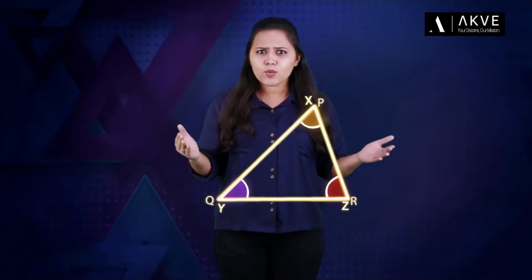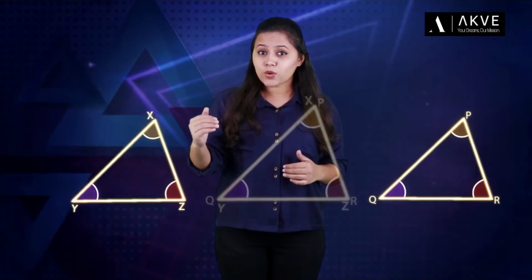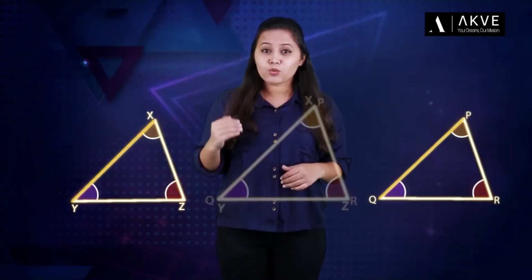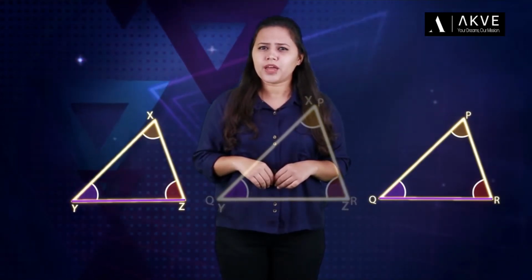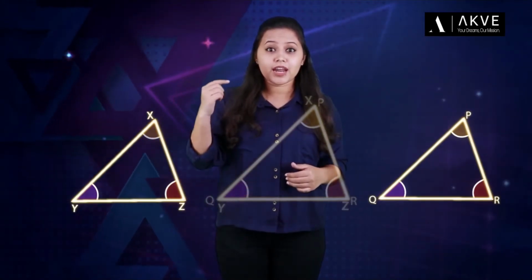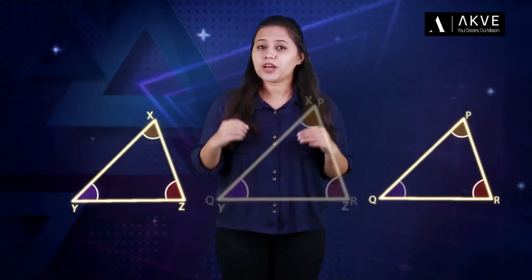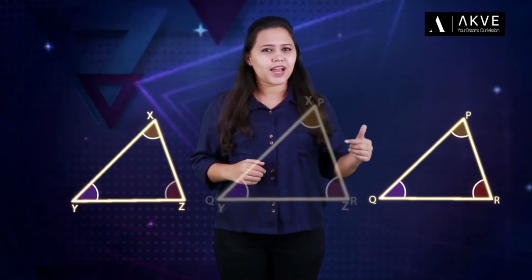It completely covers the triangle PQR. More specifically, XY covers PQ, YZ covers QR and ZX covers RP. Also, angle X covers angle P, angle Y covers angle Q and angle Z covers angle R.